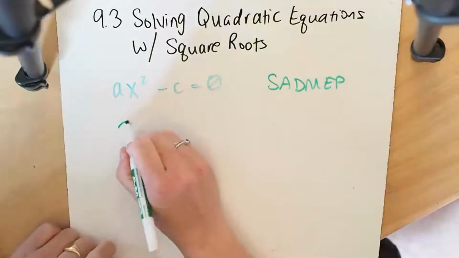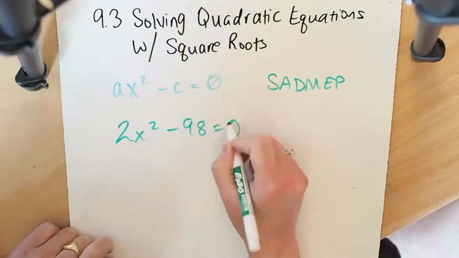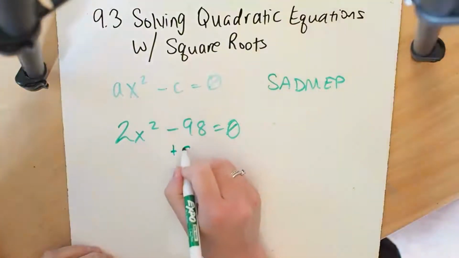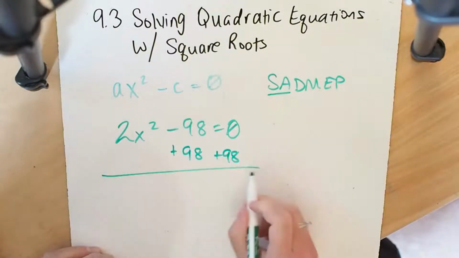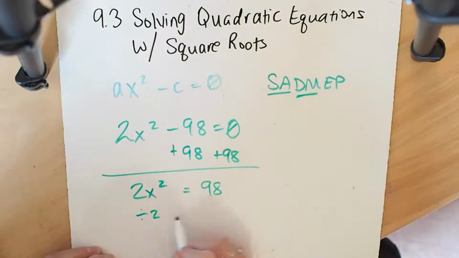Here's my example. If I have something like 2x squared minus 98 equals 0, yes, I could factor it and then I could solve by factoring, but the easier way to do this problem in this case is to simply add 98 on both sides, following the subtraction addition. Then I do my division multiplication, I divide both sides by 2.